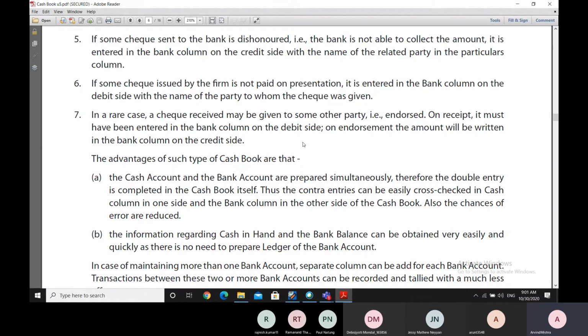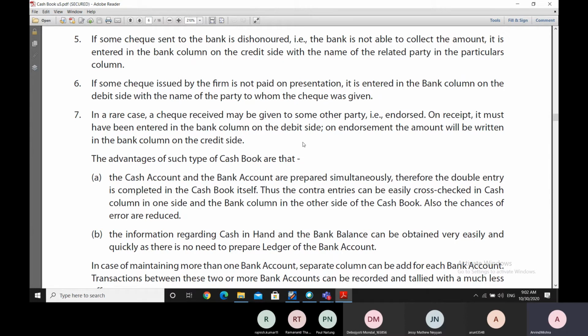So when a check is received and endorsed to somebody, what we are doing in that case is that if we have to endorse a check, we enter it in the bank column on the debit side, and when we endorse it, the same amount will be written in the bank column on the credit side. So ultimately, whatever amount has been received in the bank column on the debit side gets cancelled by the amount written on the bank column on the credit side.